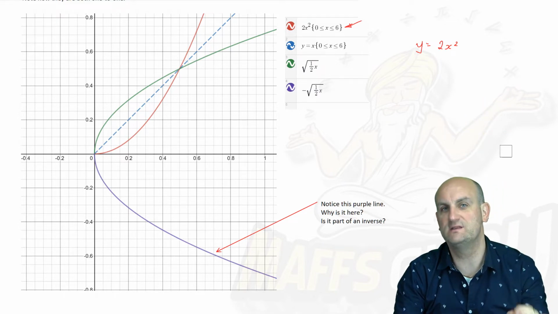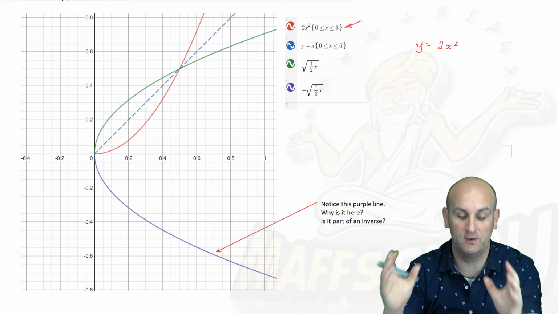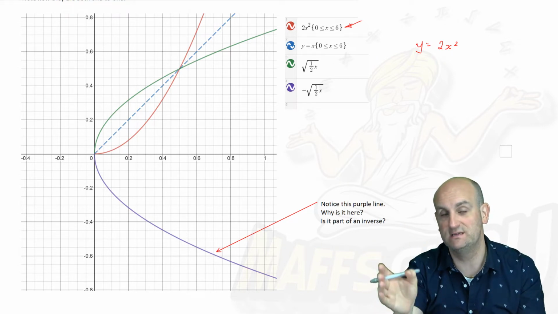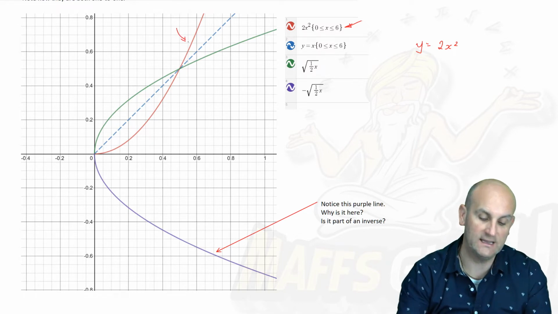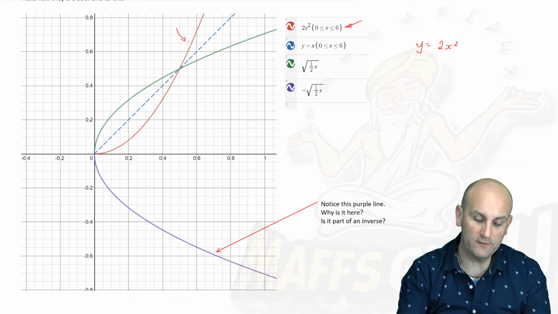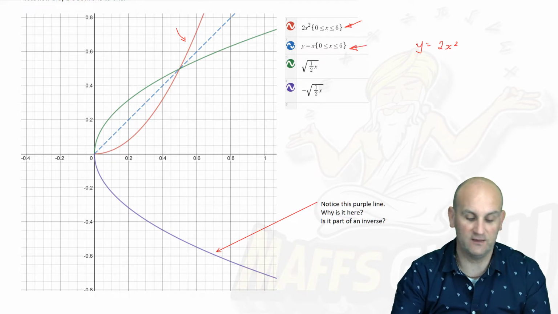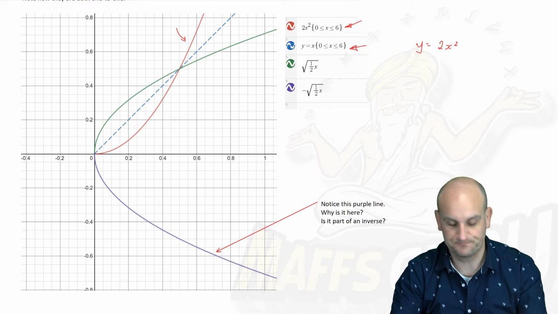And I've said, well, I'm only interested in part of that function. I'm only interested in the values between 0 and 6, hence making it one-to-one. And that is this red line here. Awesome. Then what I've done is I've drawn on my line y equals x, which is the dotted blue line.